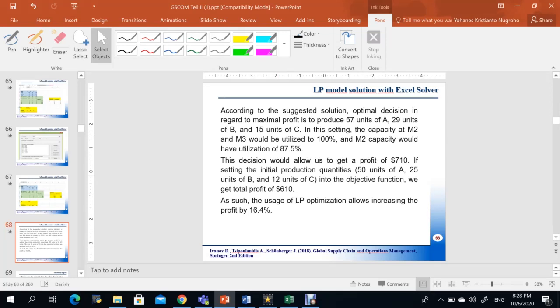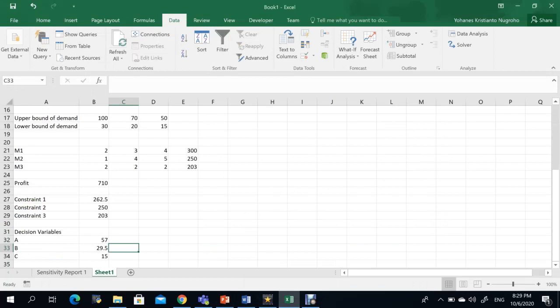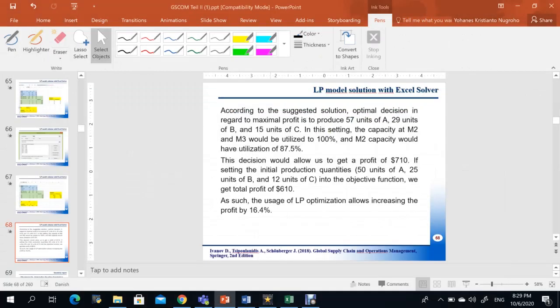This decision would allow us to get a profit of $710 in setting the initial production 50 unit of A, 25 B, and 12 unit of C, and therefore the total profit is lower than the new optimization model, and therefore the profit increased by 16.4%. So 710, yeah, the previous one was 610, and therefore the increased profit is at 16.4%.